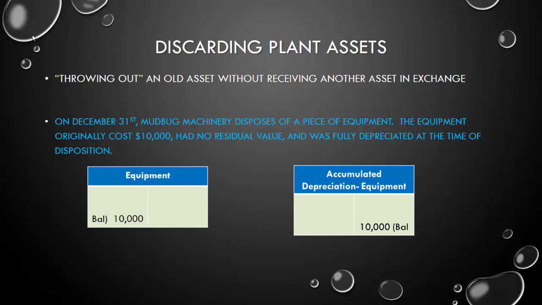Well, if it's fully depreciated, and we said it was going to be worthless at the end, and we've depreciated the whole thing, that means our accumulated depreciation on this piece of equipment also has to be $10,000. The T accounts for this piece of equipment and this equipment's accumulated depreciation account would look as such.